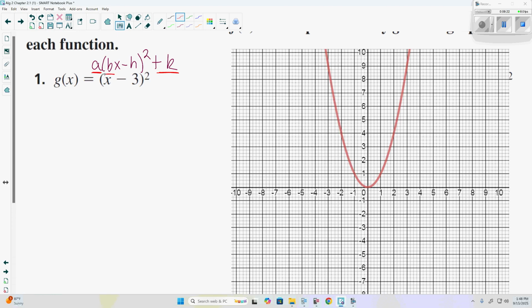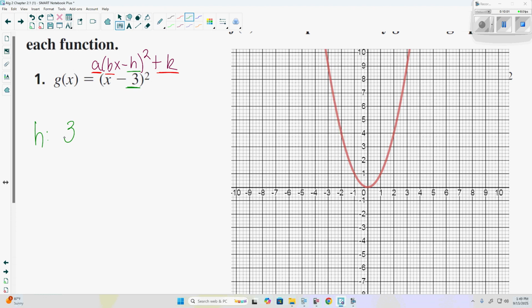Is there a number where b is, in front of that x but after the parentheses? No. So there is no horizontal stretch or shrink. There is no reflection across the y-axis. Well, the only thing we have in place of a term, a value, is h. Yes? Now the number that's in h's spot is 3. So that is telling us we're going to either move 3 units to the right or 3 units to the left. Is that 3 positive or negative? It is positive.